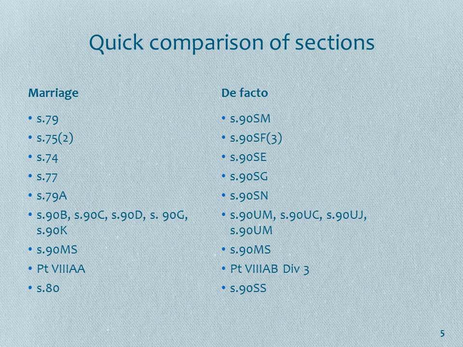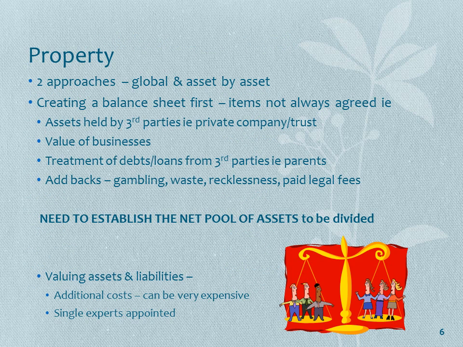On slide 5, I've just done a quick comparison of the relevant sections for you that you might find very useful. So section 77 is a very important section, as is section 79A. Section 79 setting aside an order. Section 90B, C, D and G relate to binding financial agreements, and you'll see the appropriate sections for de facto couples. So that might be a handy reckoner to keep.